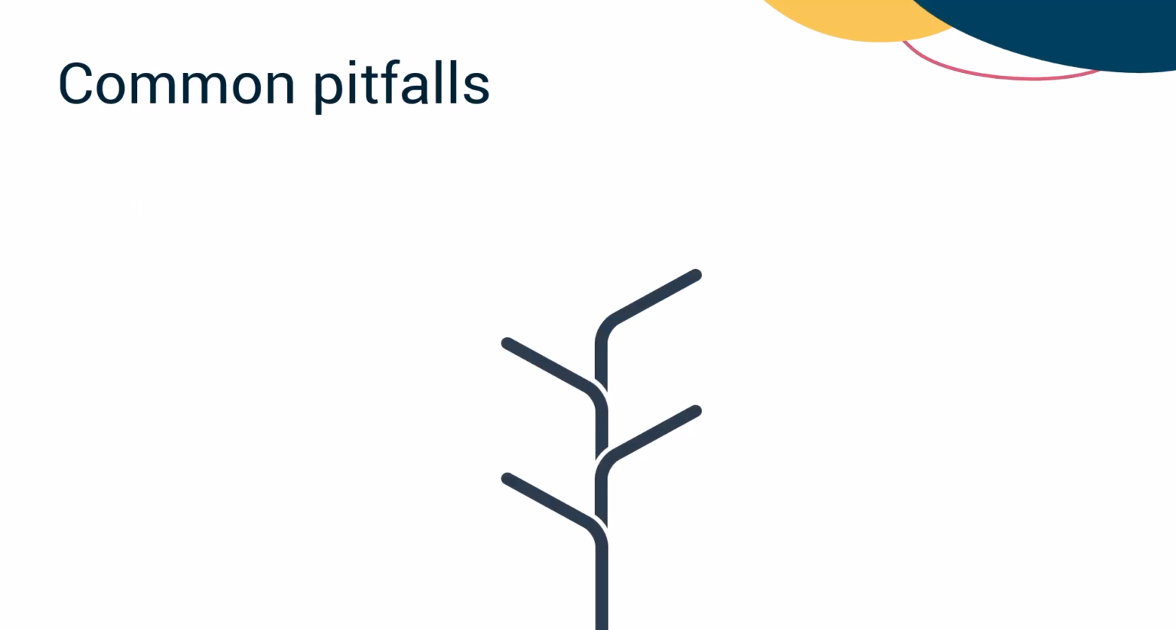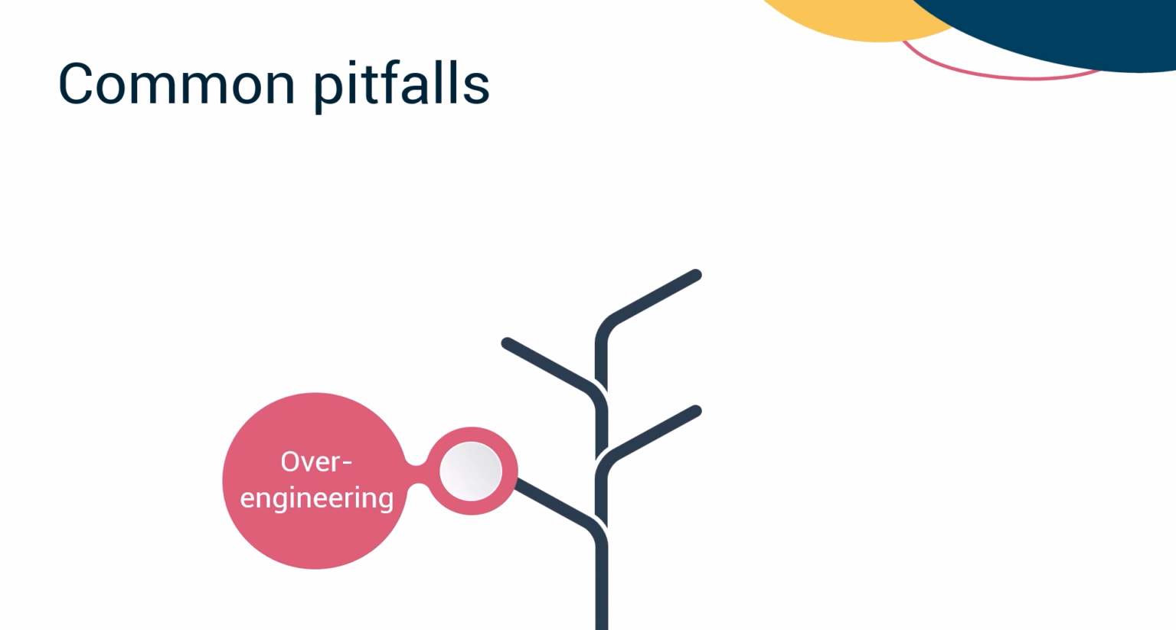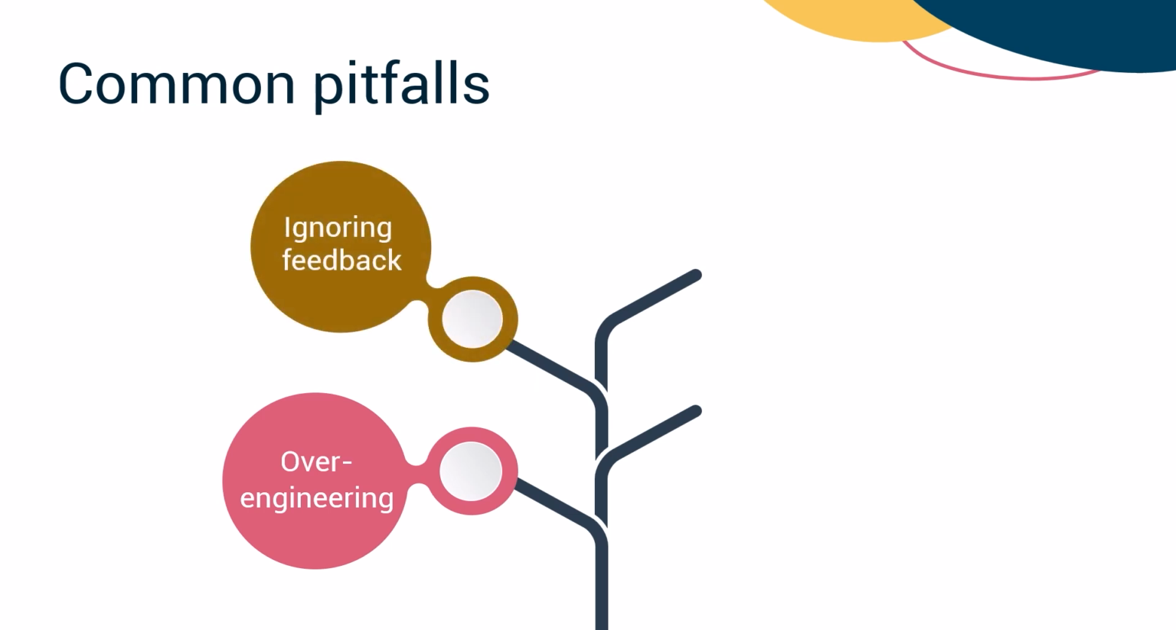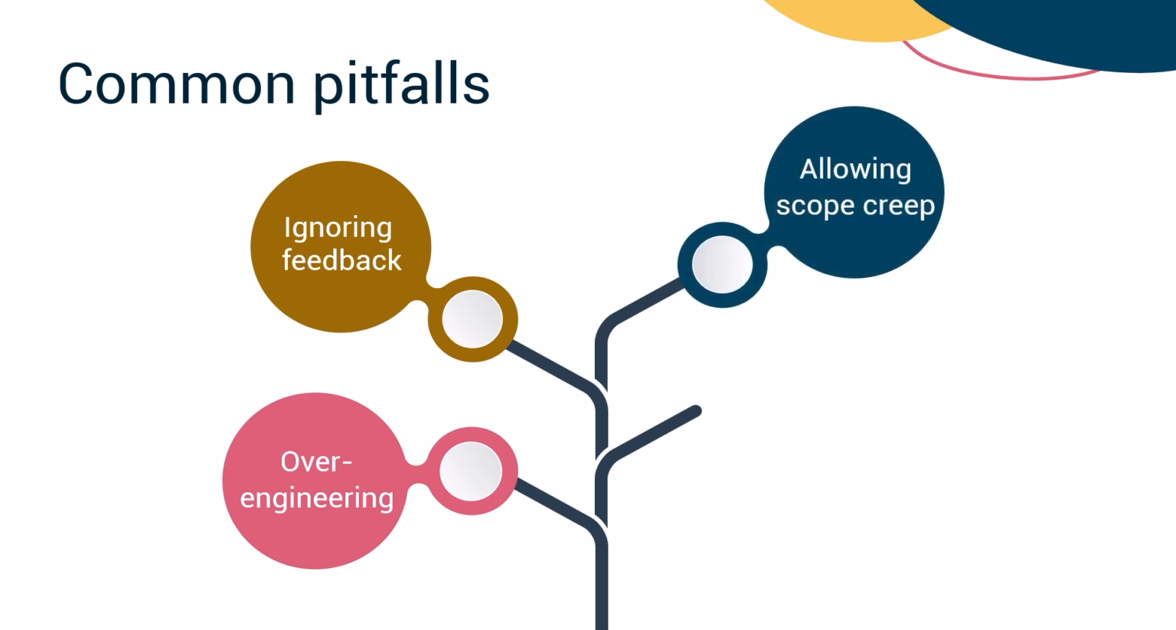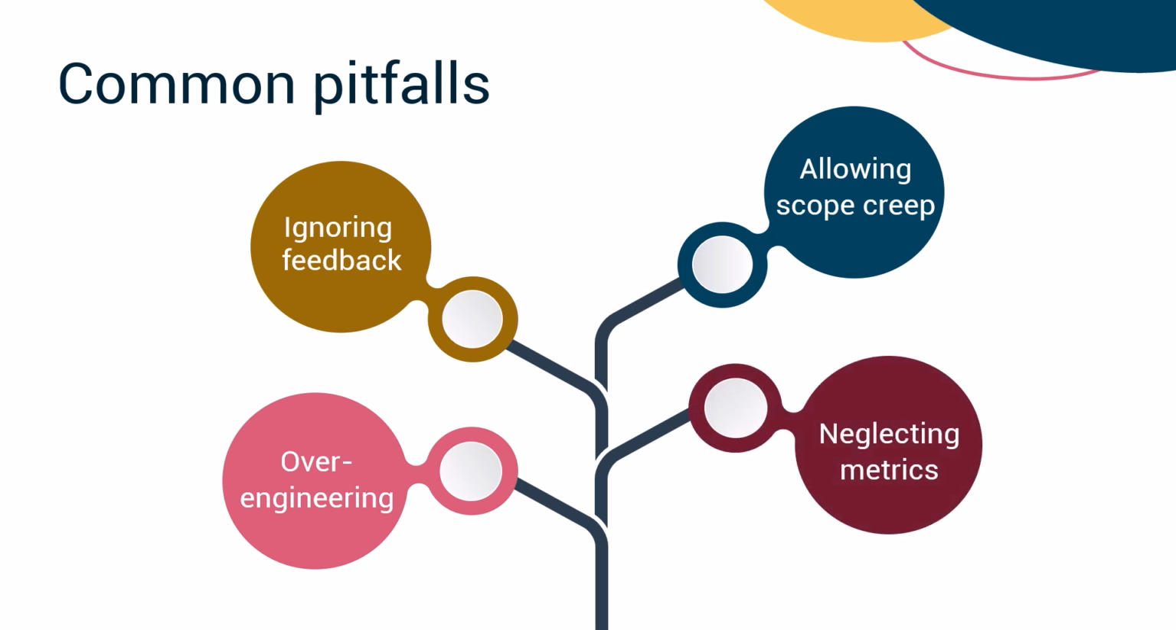While implementing best practices, it's important to avoid common pitfalls. Avoid over-engineering. Don't spend excessive time on features that don't deliver measurable value. Ignoring feedback and failing to incorporate user and stakeholder input can lead to misaligned priorities. Avoid scope creep. Adding unnecessary items to the backlog dilutes focus and delays delivery. Beware of neglecting metrics. Without tracking key performance indicators, KPIs, it's difficult to assess whether the product is achieving its goals.